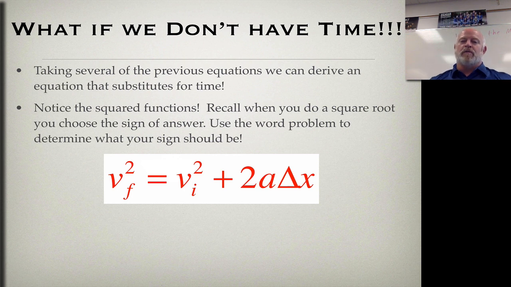To do that, we take two or three of those equations we looked at before, once again go through some substitution and some rearrangements. If we do all that work, we end up with this equation here. We don't have time, but we have every other variable: final velocity, initial velocity, acceleration, and displacement. You're just going to have to take my word for it that this is the correct equation.